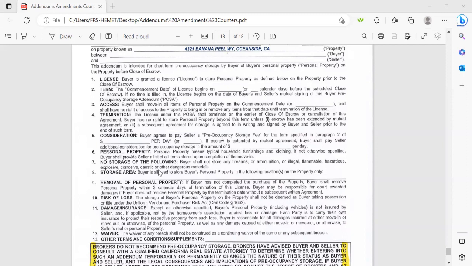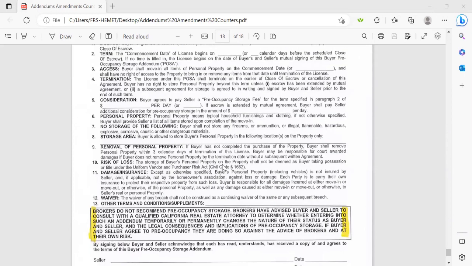Personal property means typical household furnishings and clothing, if not otherwise specified. Buyer shall provide seller a list of all items stored. I love that. That's why I like this agreement so much, so somebody's going to write down there and say that I have 3 blouses and 2 pair of shorts and I've got a couch and I've got a stereo and I've got, what does that list consist of? Well, according to this, personal property. So it's personal property, it needs to be listed. And they shall not store firearms or ammunition, illegal or flammable, hazardous, explosive, corrosive, caustic, or other dangerous materials.